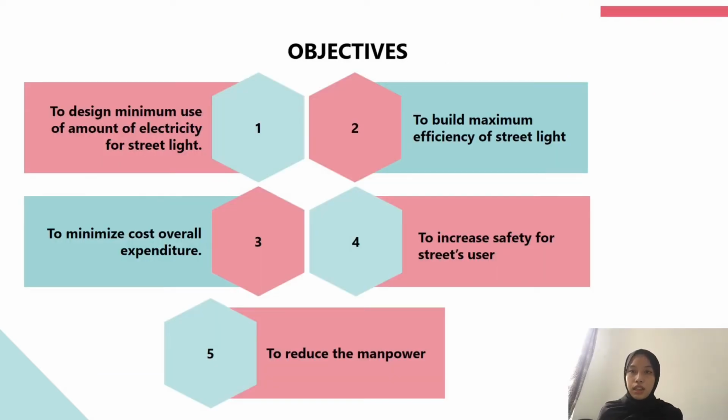Moving on to the next slide, the objectives for our project, which is smart street light, are firstly to design a minimum use of the amount of electricity for street light. Second, to build a maximum efficiency of street light. Next is to minimize the overall energy expenditure cost. Next is to increase the safety for the street users. And finally, to reduce the manpower.